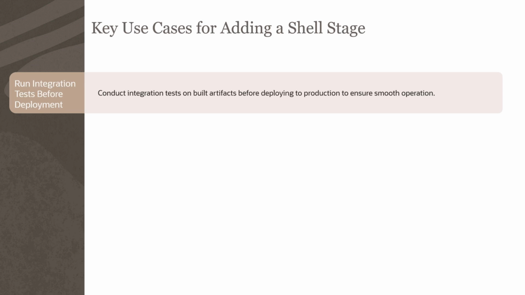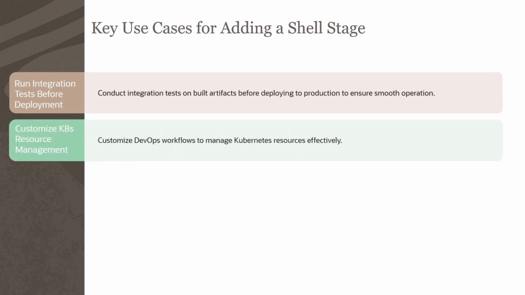Deploy artifacts to a host for simulating dependent services and validate release artifact sets before deployment to development or staging environment. You can customize DevOps workflows to manage Kubernetes resources effectively, utilize conditional commands to verify application readiness post-deployment, and specify the order of resource creation during application deployment.